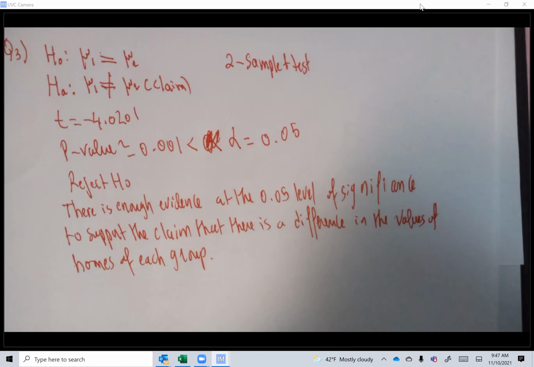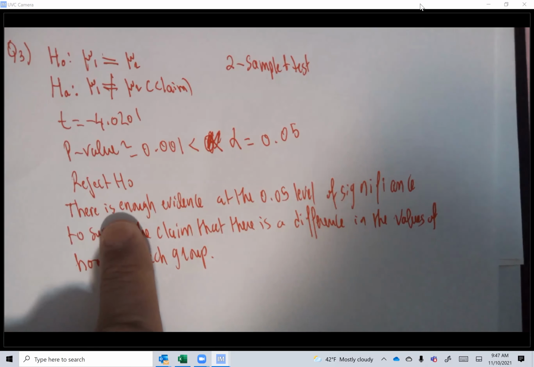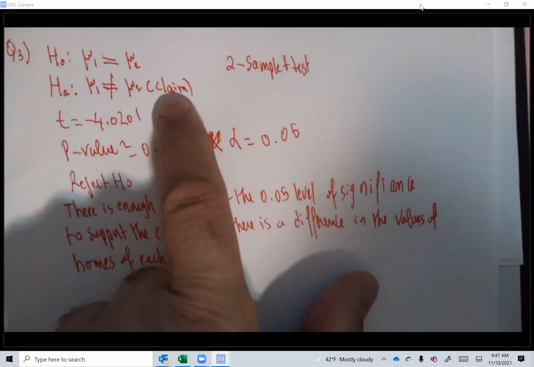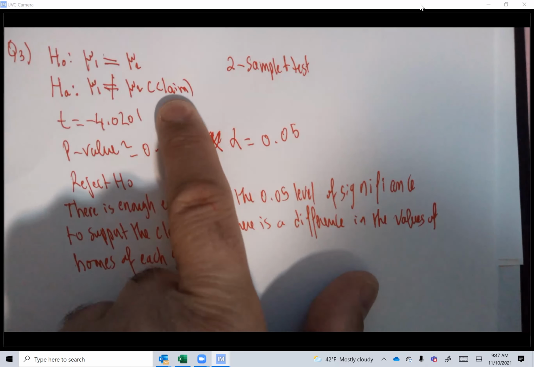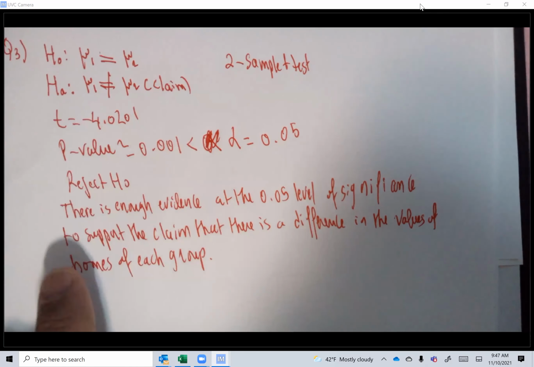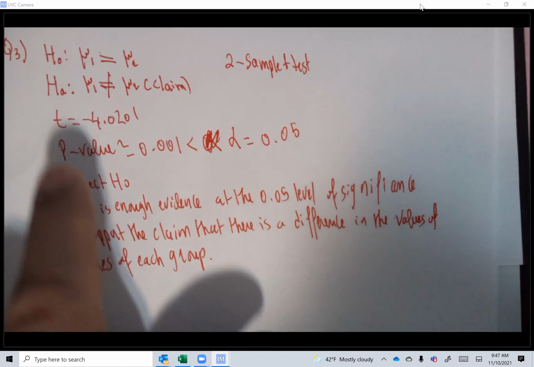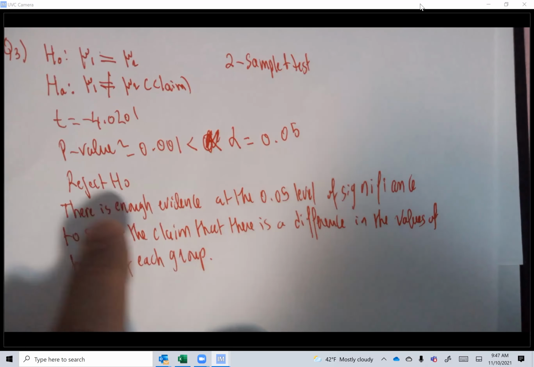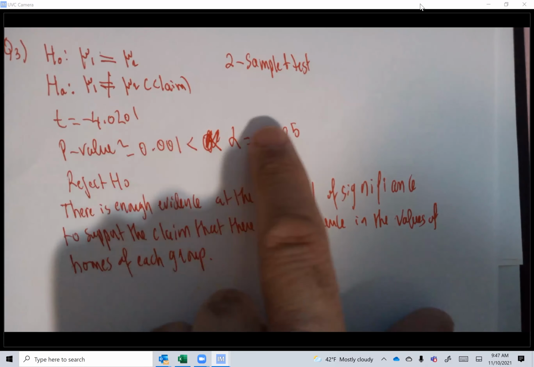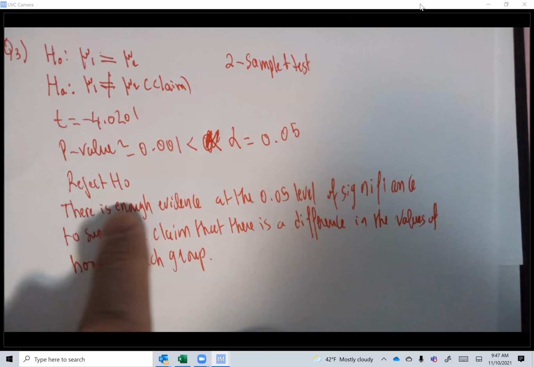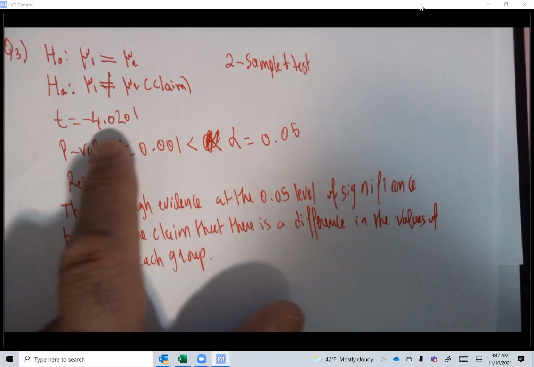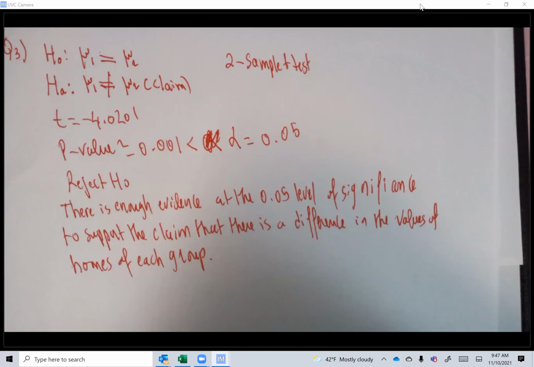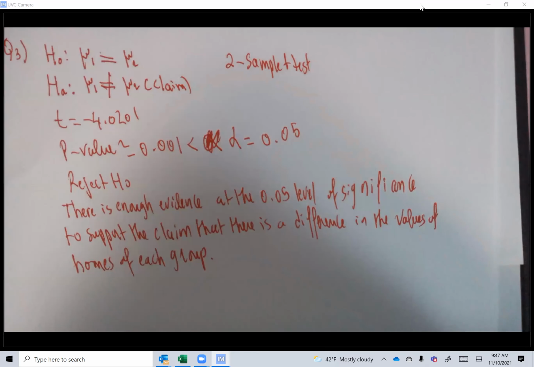This time when you reject HO, you start with there is enough evidence. Why did I use the word support? Because the claim is in HA. So remember, guys, when the claim is HA, include the word support. When the claim is in HO, include the word reject. If the p-value is less than alpha, start with there is enough evidence. If the p-value is more than alpha, start with there is not enough evidence. I mean, it's not going to change, guys. It's exactly what I'm saying right now.